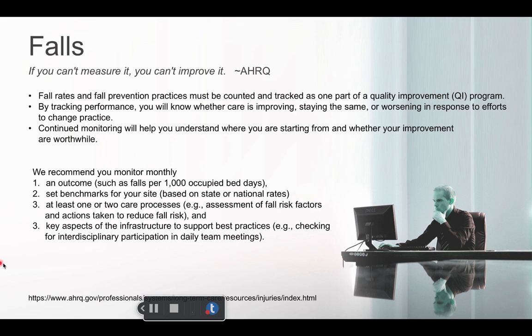So if we monitor at least monthly what the fall rate is, a fall rate is typically measured by long-term care facilities as the number of falls per 1,000 occupied bed days, and set some benchmarks for your site based on state or national goals, or maybe a competition between two different facilities, and do a couple of things that you might be able to do to help prevent fall risk, such as making sure the hallways are clear, making sure residents have shoes on when they're walking out in the hallways, and things like that. Then we can really start to see if we're making an improvement or not.